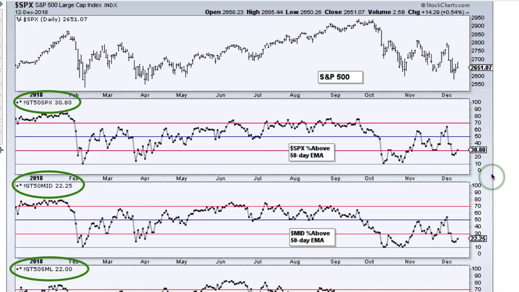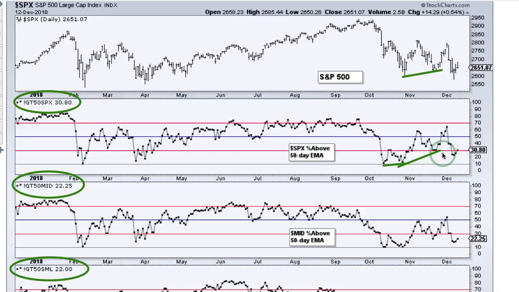So when we look at these indicators, what I'm noticing is, here from late October to mid-November, you had a higher low, and you can see that the breadth indicators improved. They hit their lowest point in late October, a little bit higher mid-October, a little bit higher in late October, and a lot higher in mid-November. So breadth was improving here.